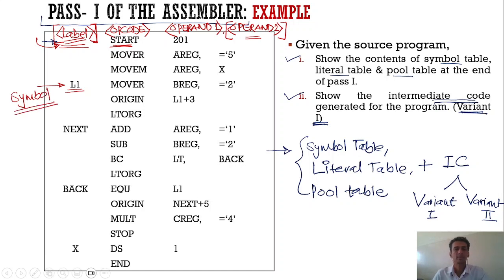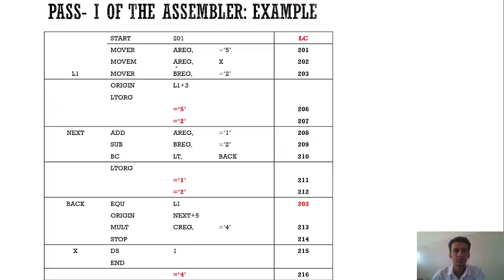Now, let us move to the pass 1 of a 2-pass assembler. The first instruction is start 201. It has no label. Whatever we are getting is start, which is the opcode, and it is of type assembler directive. Okay, so assembler directive start 201 asks the assembler to start generating the target code from location 201.